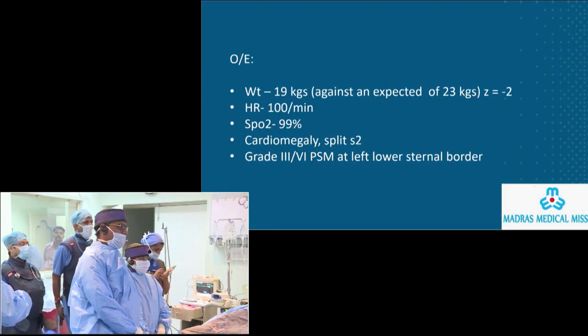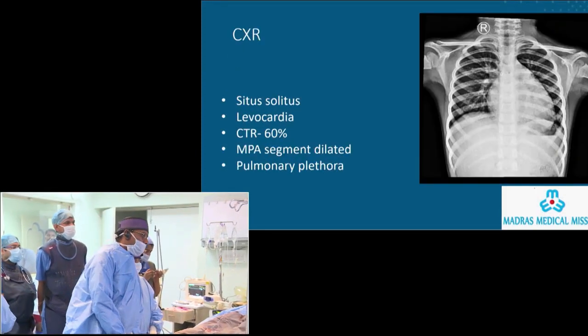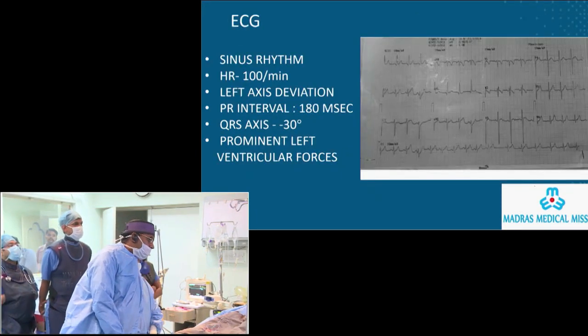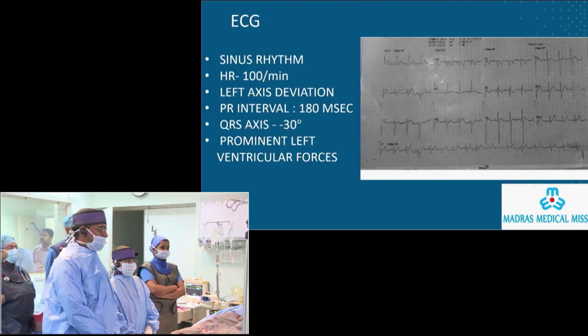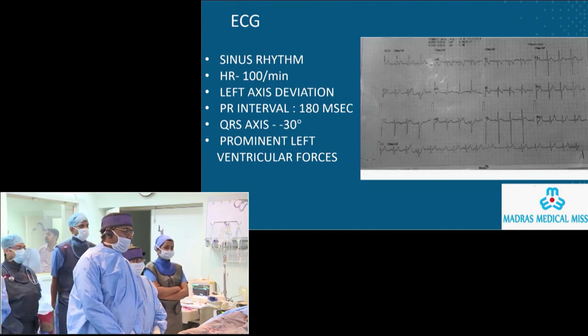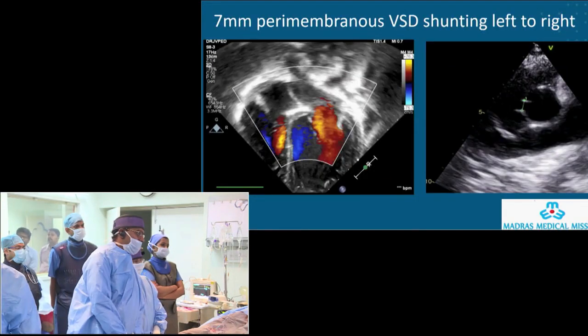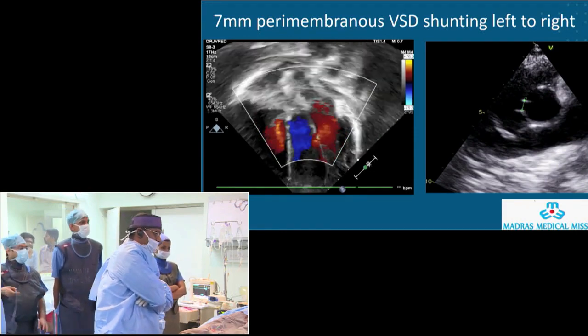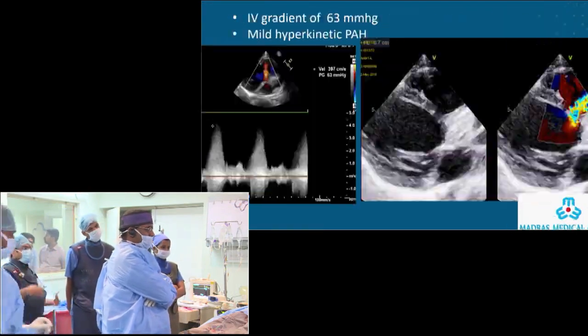The systolic murmur in the left sternal border. Next. X-ray shows a large heart, plethoric lungs. ECG was in sinus rhythm. Next. Echocardiogram. So this was the echocardiogram showing left atrial, left ventricular volume overload. You can appreciate the VSD that is coming up.